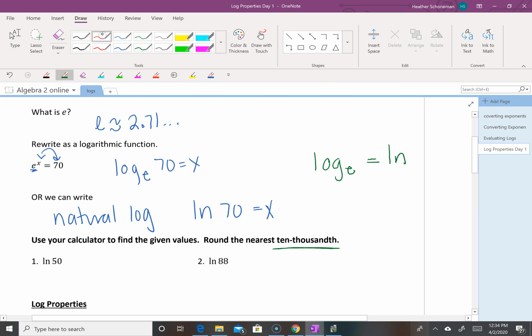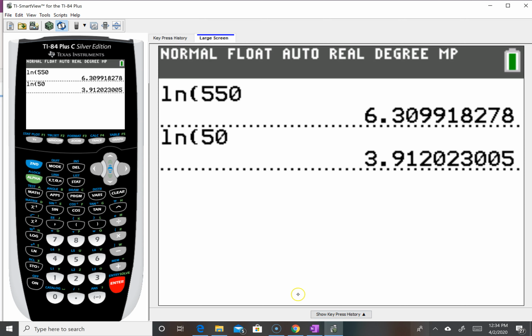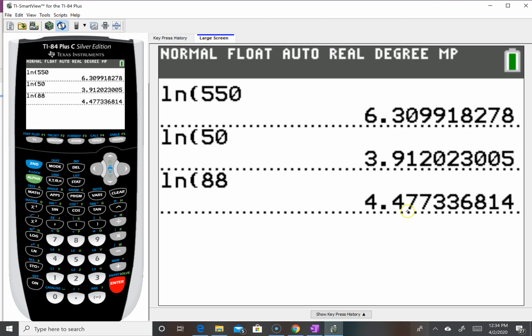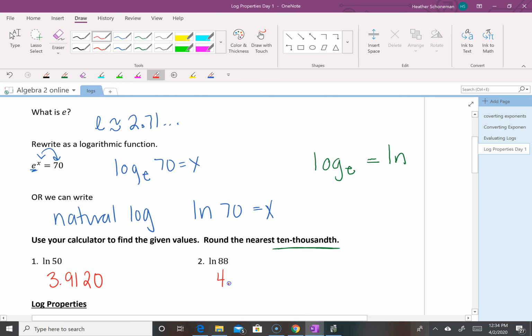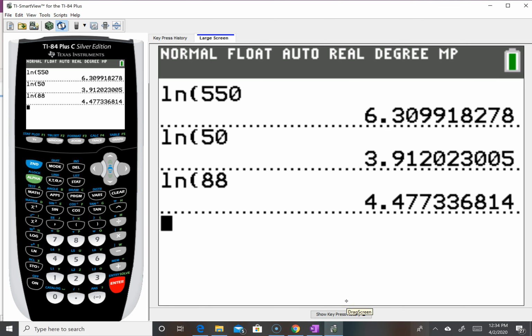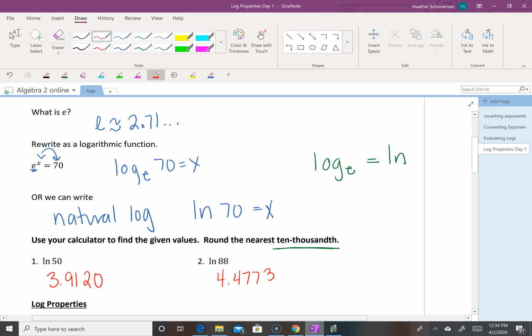So we have 3.9120. Okay, now let's find the natural log of 88 just for practice. The natural log of 88 would be 4.4773. So again, in your calculator, the natural log button is over here on the left between the 7 and the 4. So you hit that, whatever number you want. Okay, so now we are going to start using this natural log mixed in with our regular log.